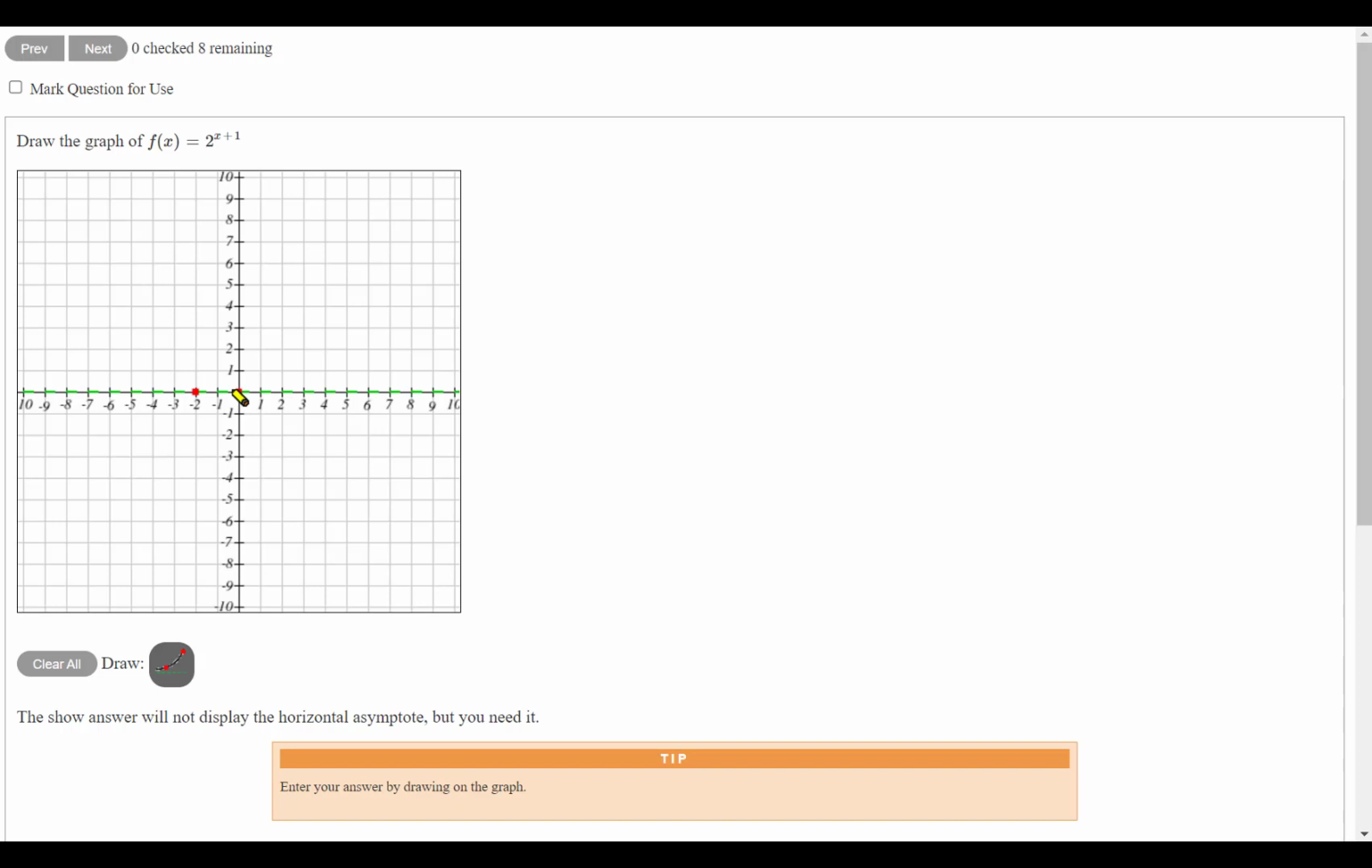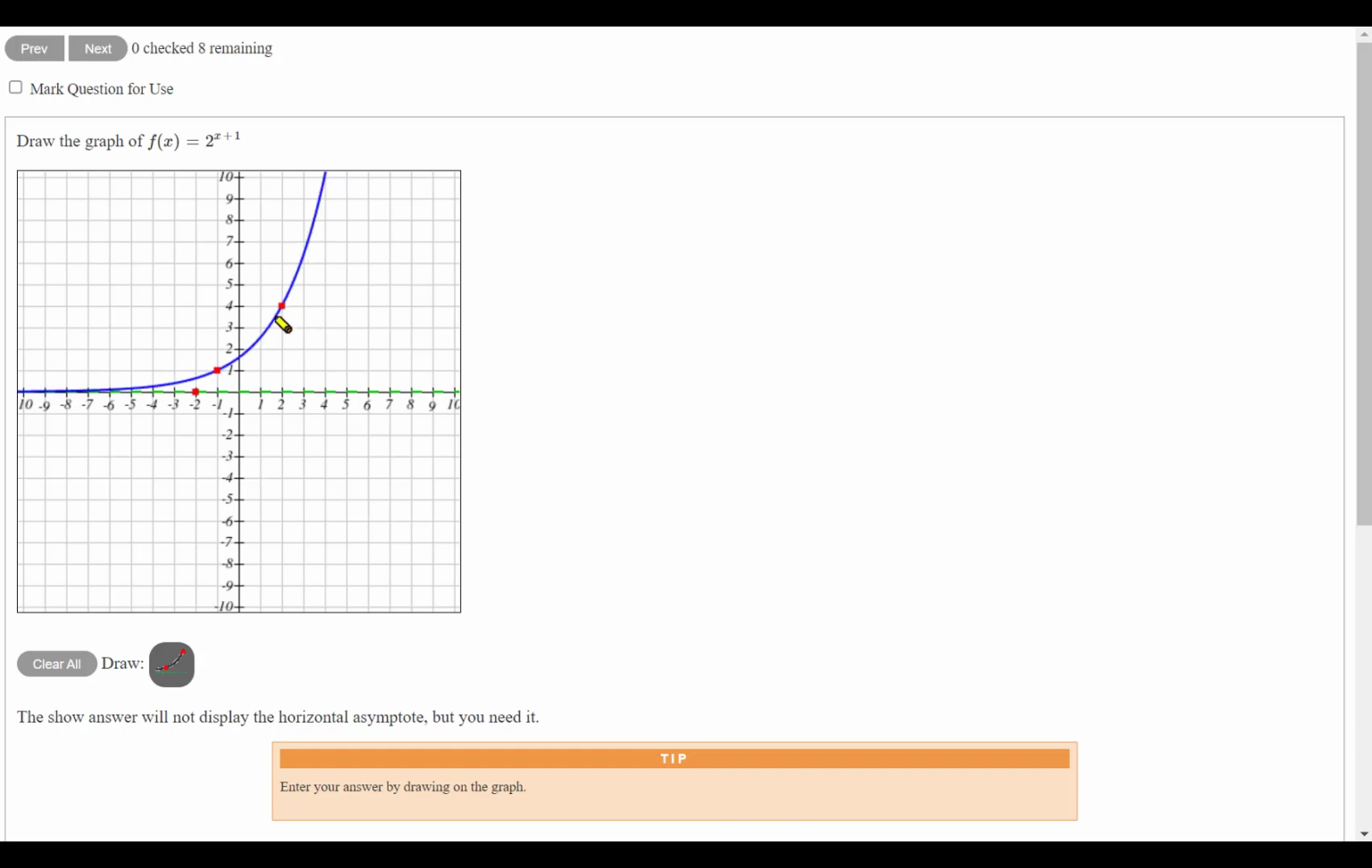Now, the next thing you need to take into consideration is the horizontal shifts. So here I have a horizontal shift of 1, and since it's x plus 1 and horizontal shifts go in the opposite direction of their sign, I'm going to go to the left 1 unit. So normally you would have a point 1 unit above your asymptote, but everything's getting shifted to the left 1 unit. So go to the left 1 unit and click again.